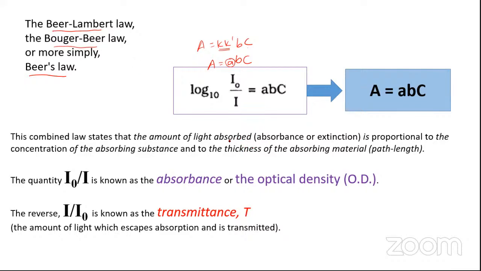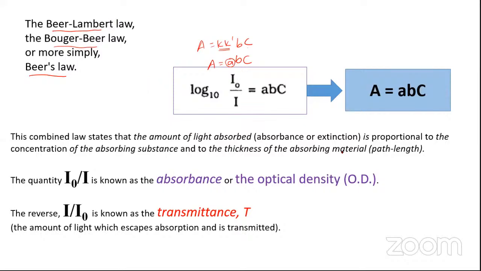Now the combined law of absorption, or Beer's law, becomes a combined statement. What it talks about is that the amount of light absorbed by the absorbing material is proportional to the concentration of the absorbing material and to its thickness, and is independent of the intensity of incident light. Is this fine?